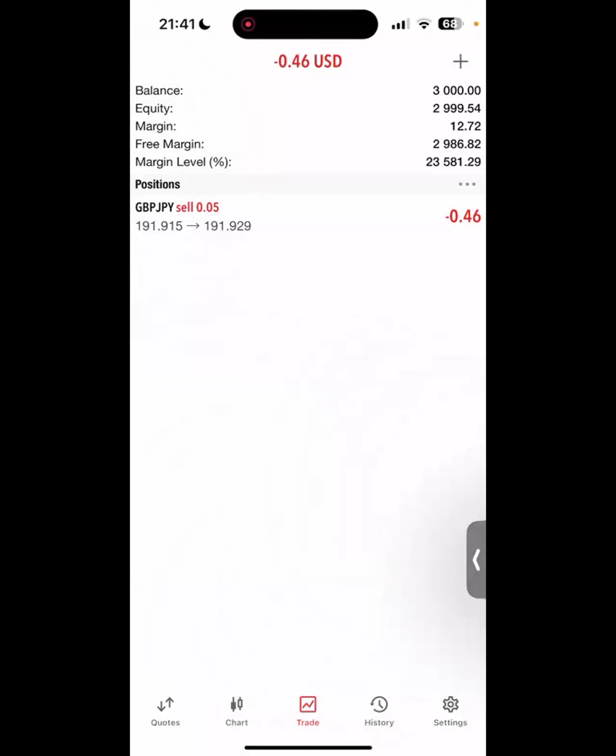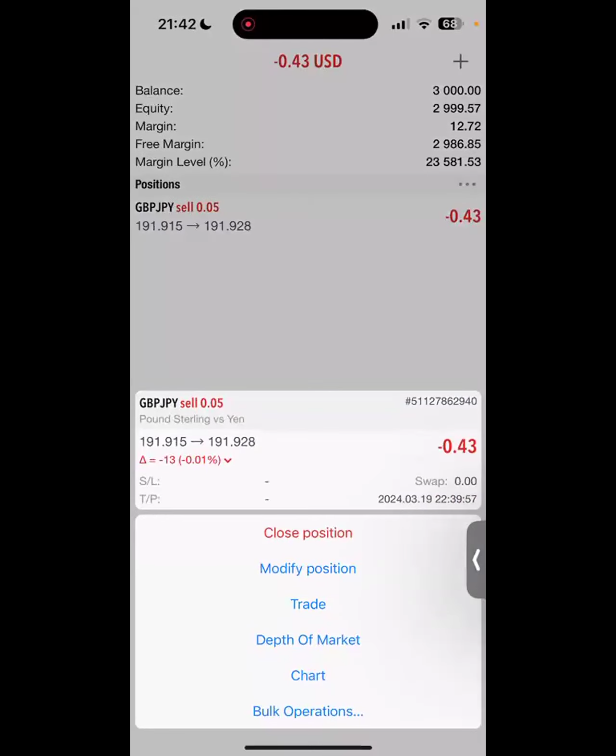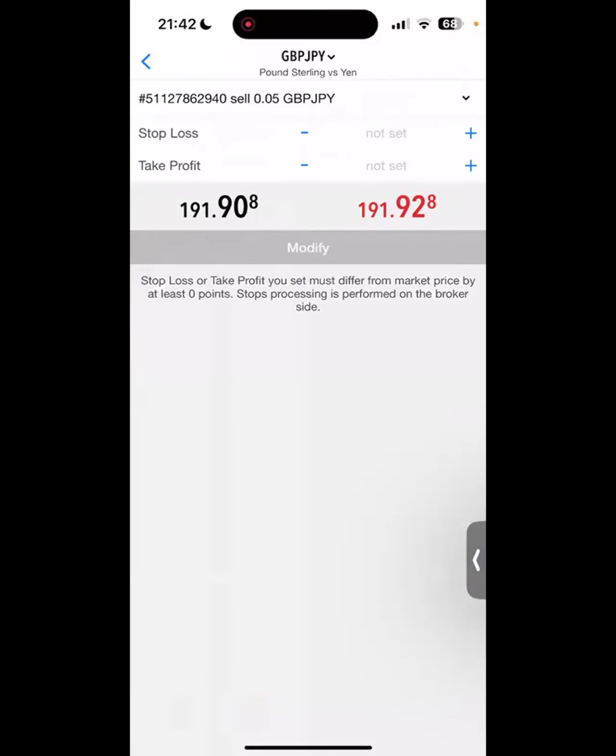So now once you take the sell, instant is on instant execution. Please drag this, click on it, click on this trade. We're going to modify. So you see modify position, right? So here we're now going to put our stop loss and take profit.